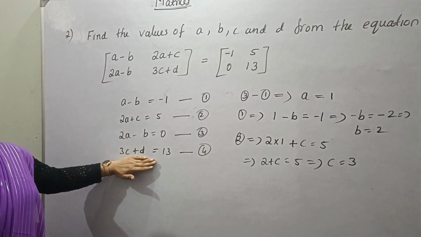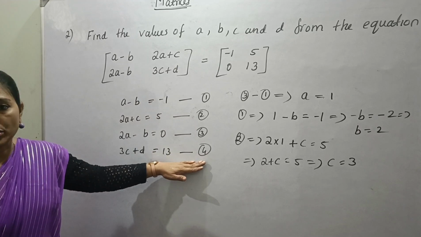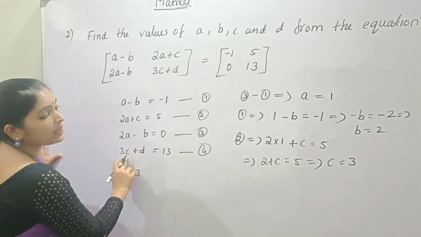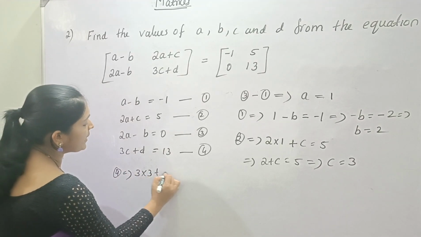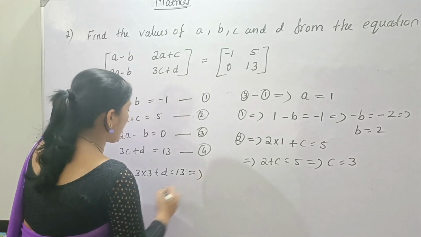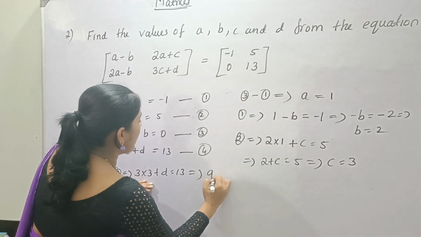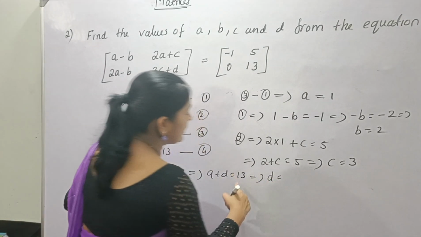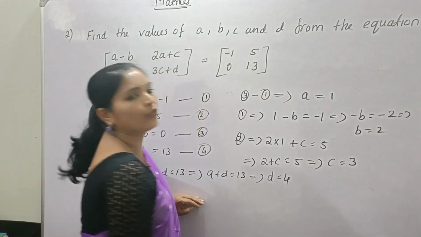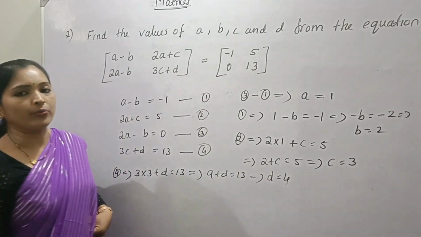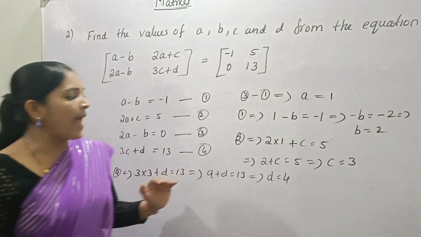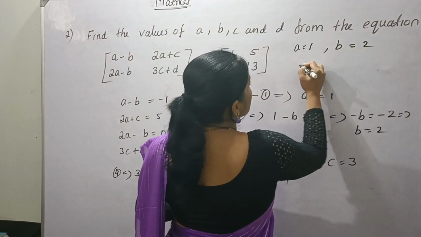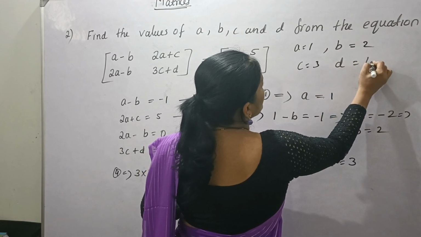Then next we have to find the value of D. Consider equation 4. So equation 4 implies 3 into C, that is 3 into 3 plus D is equal to 13. This implies 9 plus D is equal to 13. Take 9 to the right side. So D is equal to 13 minus 9, that is 4. So D is equal to 4. So the values of A, B, C and D are: A is equal to 1, B is equal to 2, C is equal to 3 and D is equal to 4.